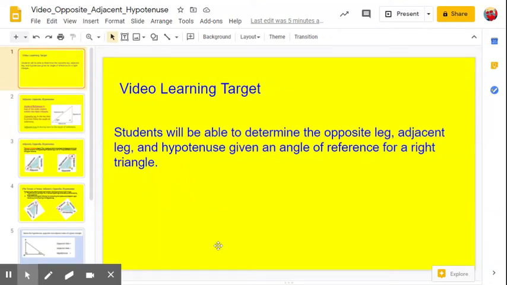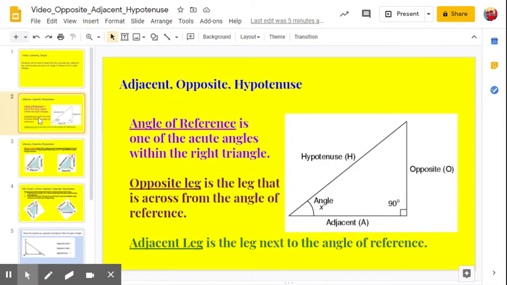The learning target for this video is students will be able to determine the opposite leg, adjacent leg, and hypotenuse given an angle of reference for a right triangle. Today's learning target is really a building block for our next unit of study, which will be right triangle trigonometry. So let's start with some definitions.